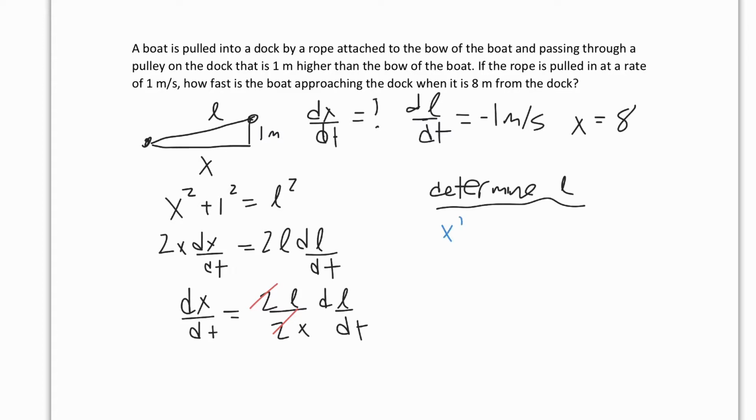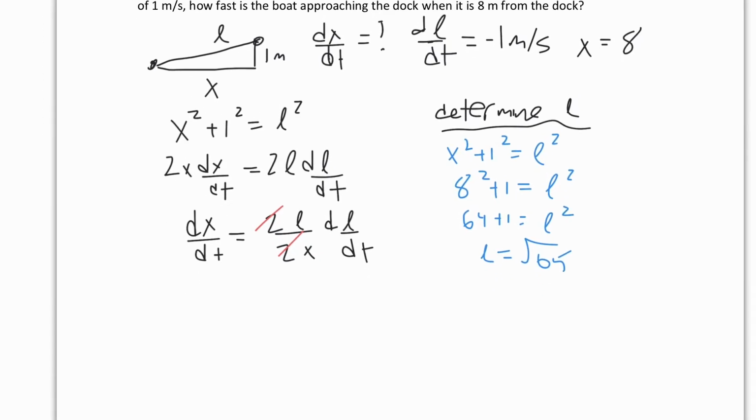So I know x squared plus 1 squared is equal to L squared. So 8 squared plus 1 is equal to L squared. So 64 plus 1 is equal to L squared. So L is equal to the square root of 65. That tells me that I have dx/dt equal to root 65 divided by 8 times negative 1.